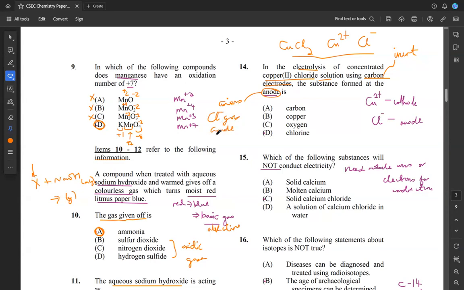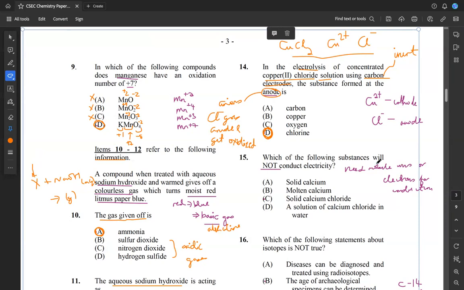Remember, at the anode, oxidation takes place. So the chloride ion is going to get oxidized once it goes there. Oxidation is the loss of electrons, so it's going to lose the excess electrons that it had and go back to being just chlorine. So our answer here is chlorine. We're going to get chlorine gas being formed at the anode, that neutral gas. So 14 is D. Okay, moving along to 15.